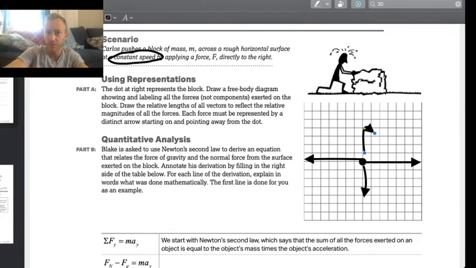The force going to the right is the applied force. The force going to the left is the friction force. The force going up is normal force. The force going down is the weight force.